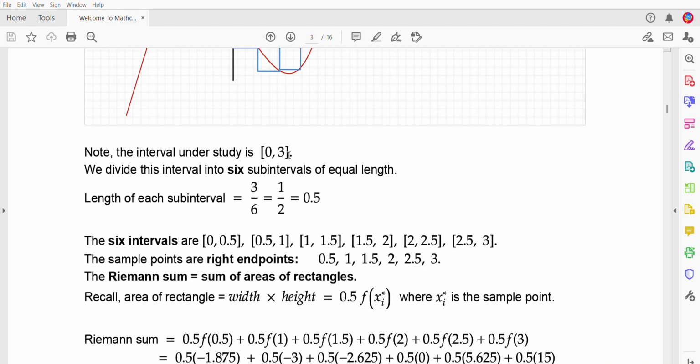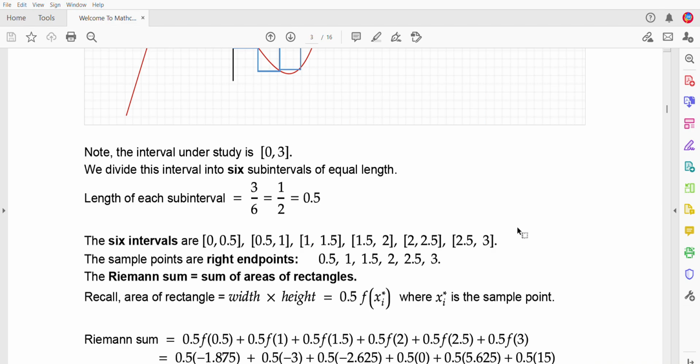So the interval under study is 0 to 3. We want to divide this interval into 6 subintervals of equal length. So the length of each subinterval will be total length 3 over 6, which is half or 0.5. Starting from 0, the 6 intervals are 0 to 0.5, 0.5 to 1, 1 to 1.5, 1.5 to 2, 2 to 2.5, 2.5 to 3. These are your 6 intervals.